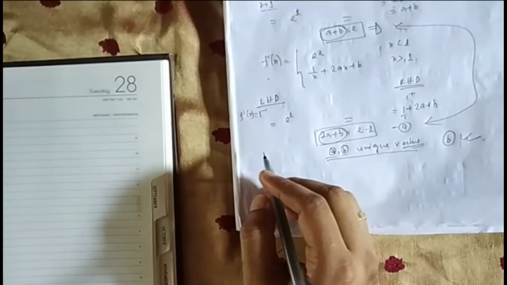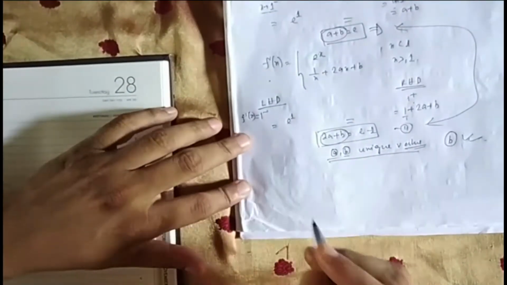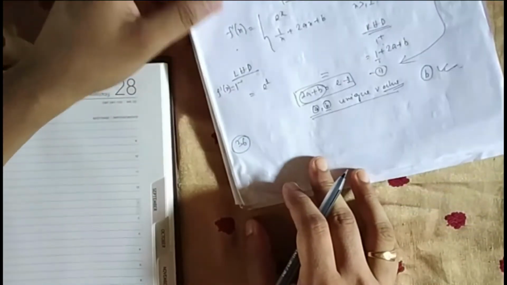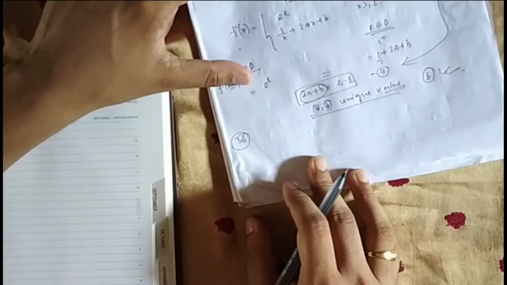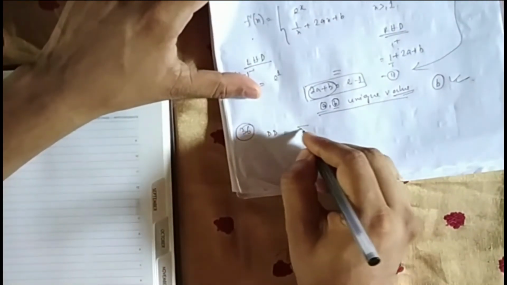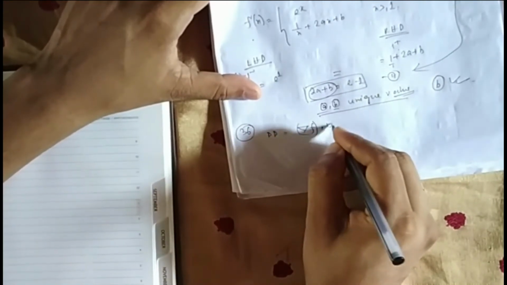So 35. Next is 36. In 36, what is given? The value of the directional derivative of the function at the given point in the given direction. What is the directional derivative? The directional derivative is grad f dot u cap.